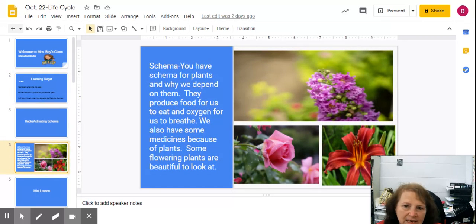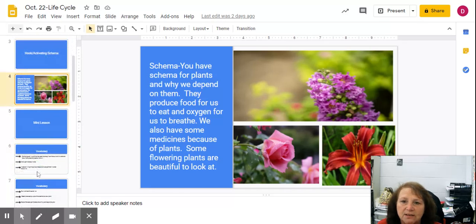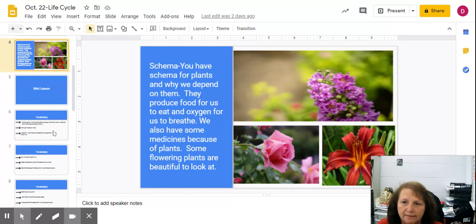You have schema for plants and how we depend on them. They produce food for us to eat and oxygen for us to breathe. We also have some medicines because of plants. Some flowering plants are beautiful to look at.